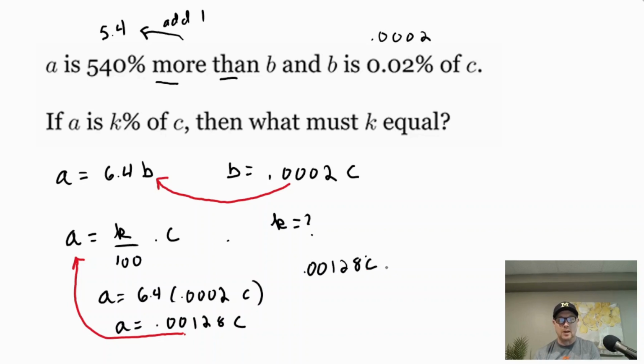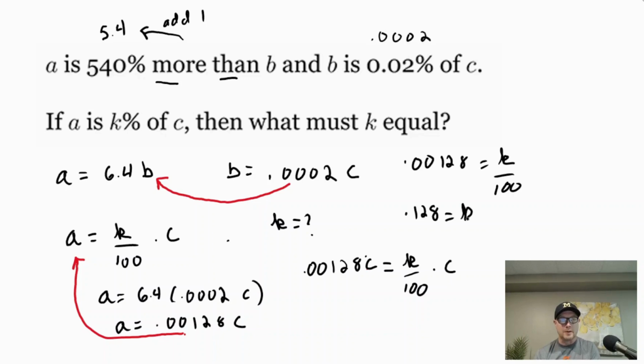All right. So when I sub this in for A, I'm going to get 0.00128 C equals K over 100 times C. And I can divide both sides by C to get rid of that, and I would get 0.00128 equals K divided by 100. If I take the cross products, multiply by 100, I'm going to get 0.128 is equal to K.